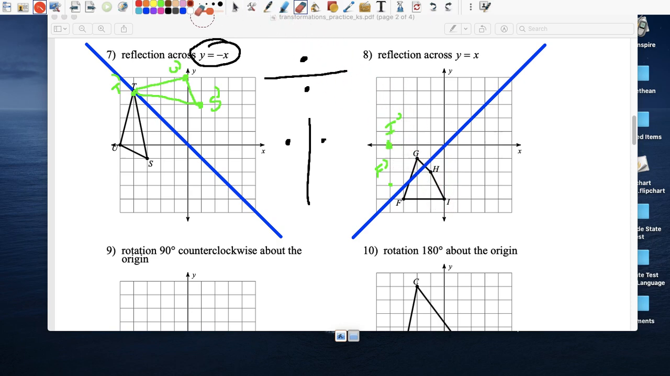G would be G. G and H just switch spots, so G prime would be over here, and H prime would be over here. So let's see if I do it correctly. And again, you can see that it's the same shape, same size, just reflected over this line. Let me put an arrow. Forgot.